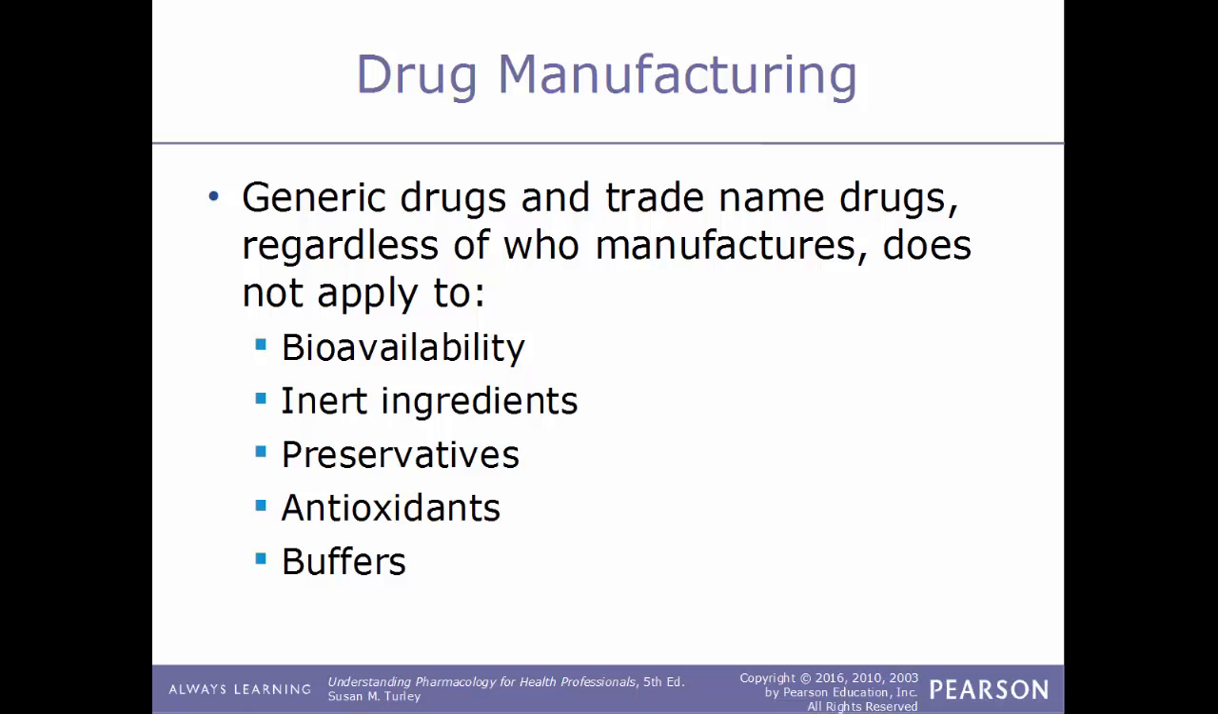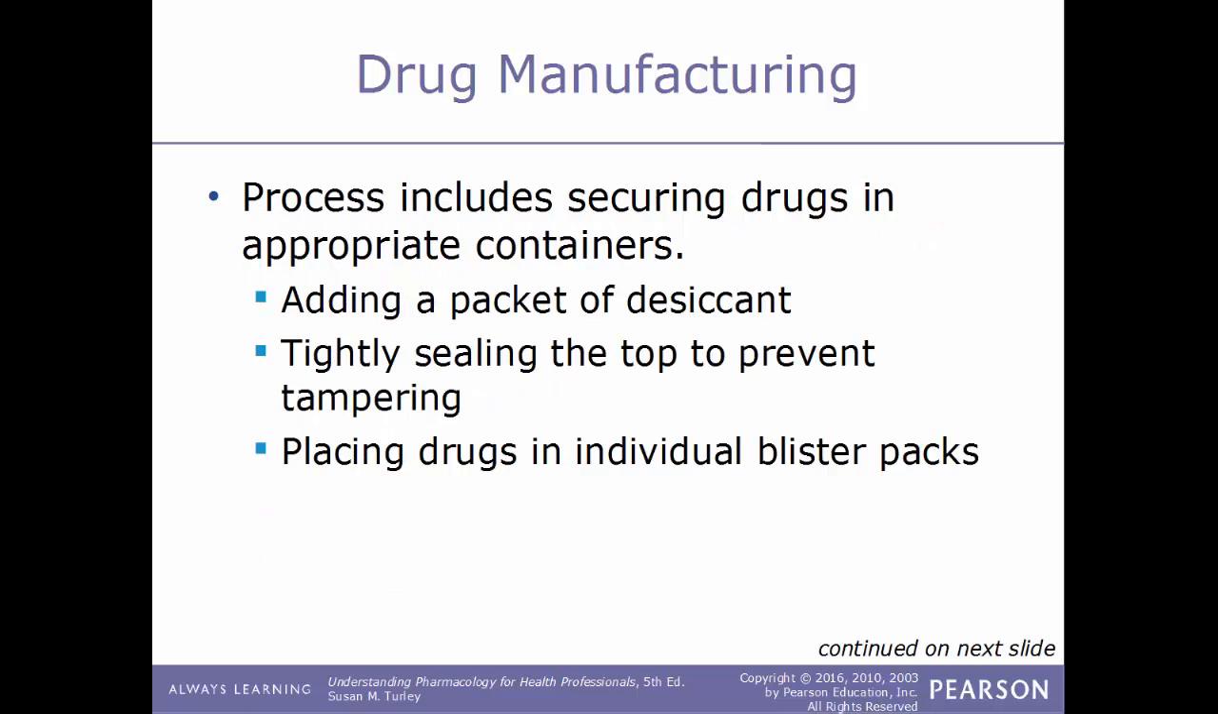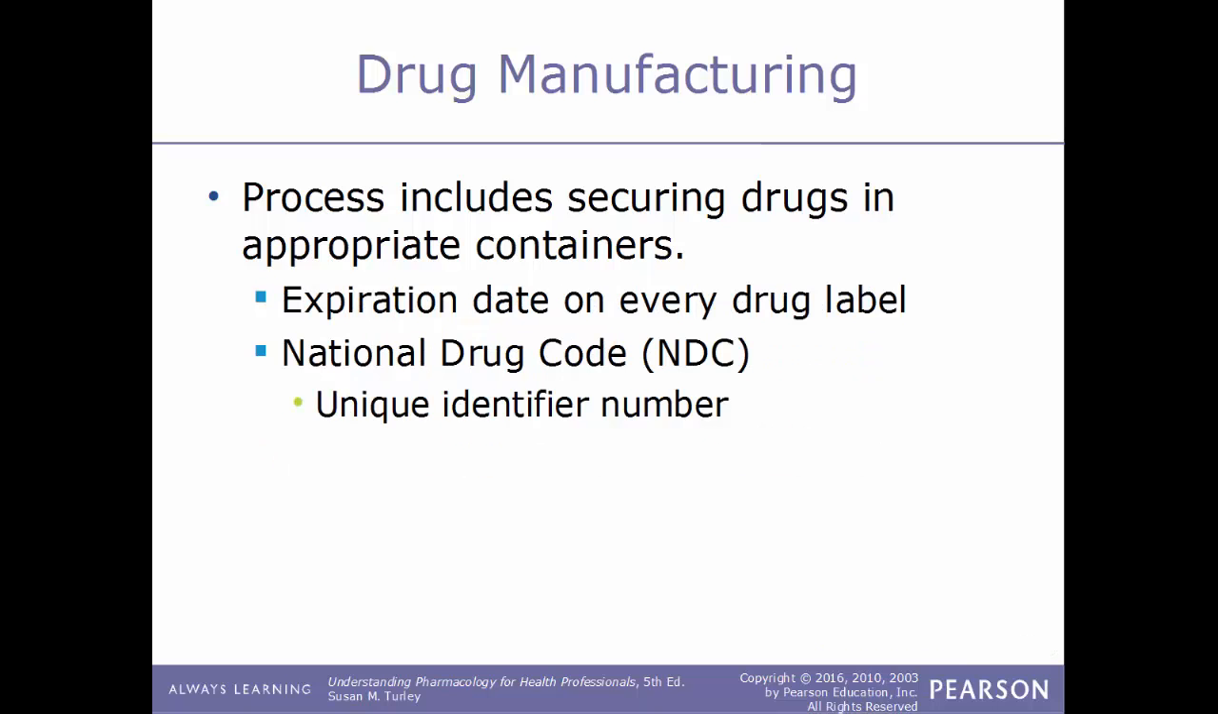Now, the requirement of sameness between generic drugs and trade name drugs does not apply to the bioavailability of the drugs, the inert ingredients, the preservatives, the antioxidants, and the buffers used. The process also includes securing drugs in appropriate containers, such as adding a packet of desiccant, which is a drying agent for drugs, tightly sealing the top to prevent tampering, and placing individual drugs in blister packs. This also includes the expiration date on every drug label, and all drugs must have an NDC number, which is a unique identifier number for the National Drug Code.